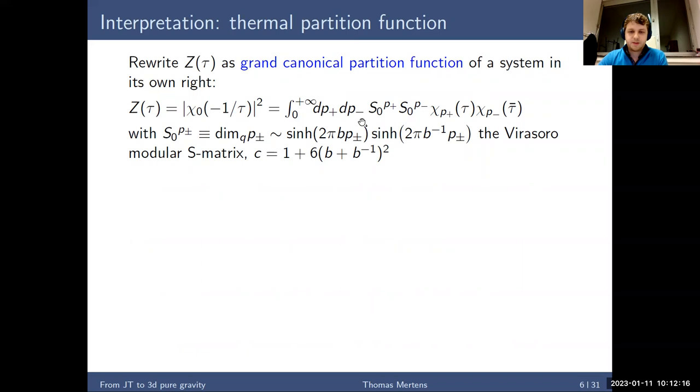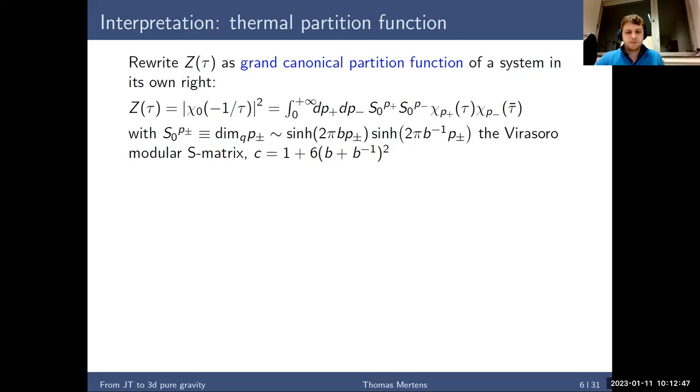So you have two integrals here. You have the Virasoro modular S matrix, and then you have two non-degenerate Virasoro characters. And this modular S matrix is known. It's sinh times sinh. And there's a parameter b here, and that b is related to the central charge of the CFT that we started with by this well-known formula. So this is the typical way to write things in the Liouville CFT, but it holds generically for Virasoro CFTs.